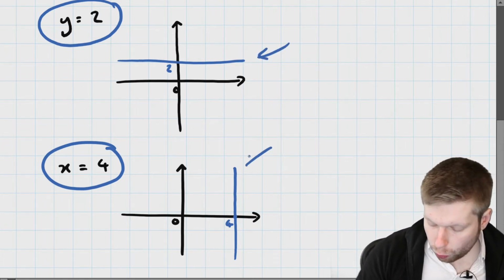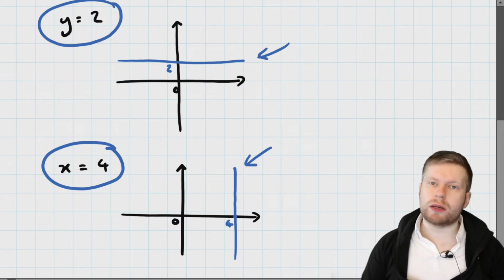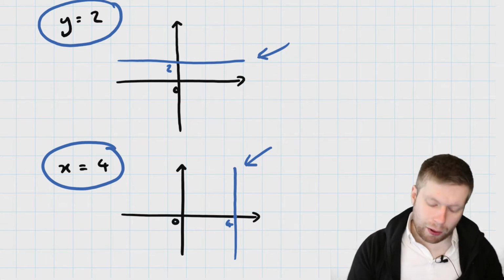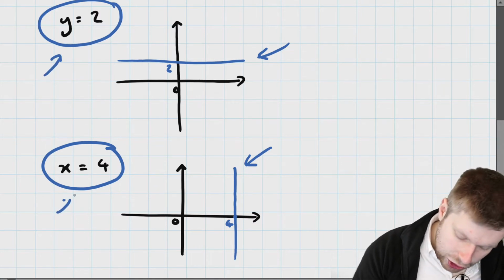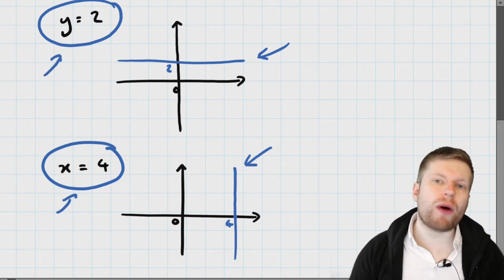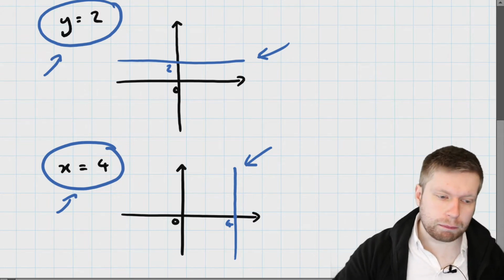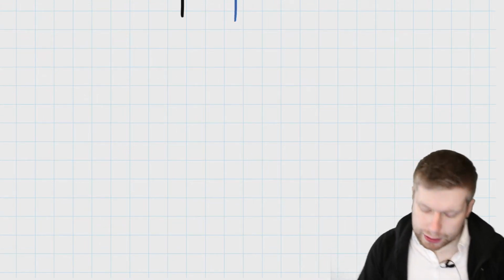X equals 4, you get a vertical line. That's always going to be true. But just think about it. If you're ever confused by this, just think about these equations as simply saying, find me the set of points which all share that rule, okay? So moving on then, let's have a look at another graph.